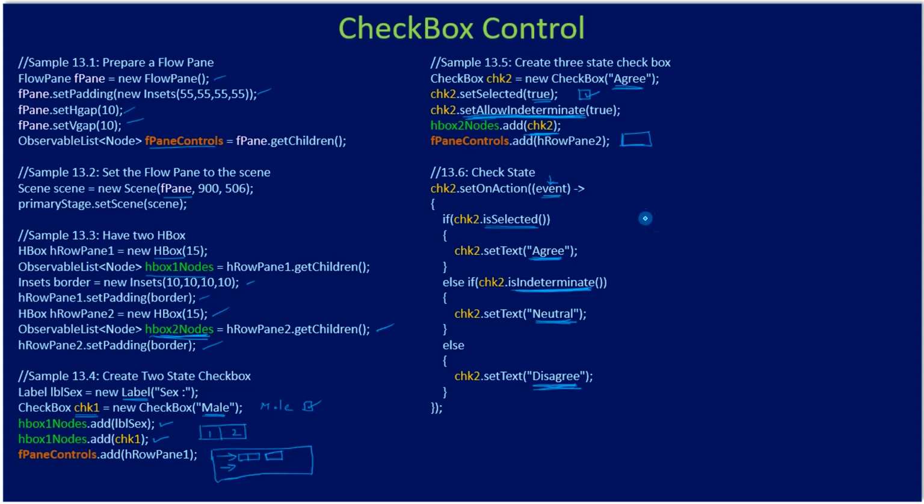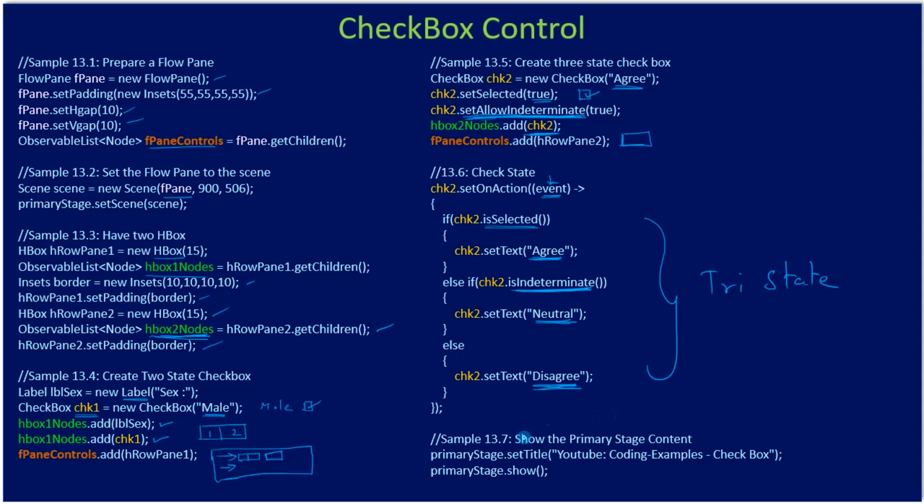So here, if you see, I'm using the TriState checkbox and handling the action event on that. The same way you can handle it for check one also. Since it's not a tri-state, if you use only the is selected method, that's sufficient. Is selected with the if and else condition. You can say whether it is male or female. Alright, finally we set name to our stage and we show the stage to the user.